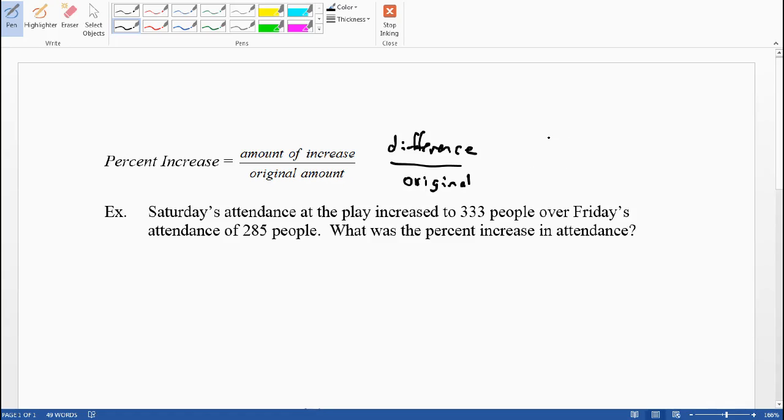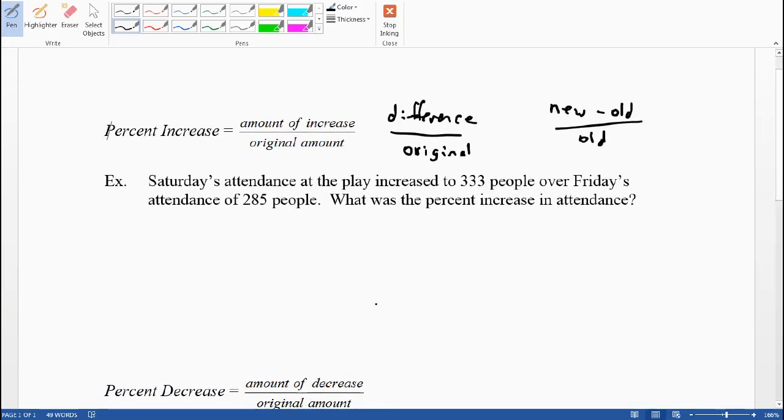I mean, I can make up stuff all day long. Take the new value minus the old value, divide it by the old value, if you want to think of it like that. It's kind of dangerous for decrease to use this, but it still works. So let's look at this example. We're going to find the percent increase.